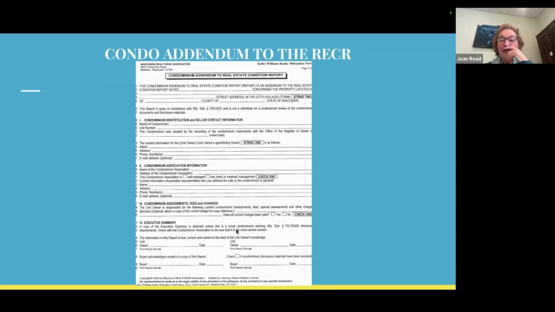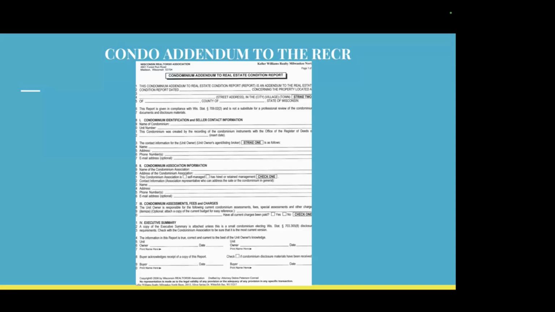The executive summary is only required for condominiums that are over, is it 12 or 5? 12. So any condominiums that have more than 12 units are required to have an executive summary. And it's actually very nice because it summarizes the probably 60 or 90 pages of the documents into the important documents for that condominium. So if it's lower than 12, you won't get one.